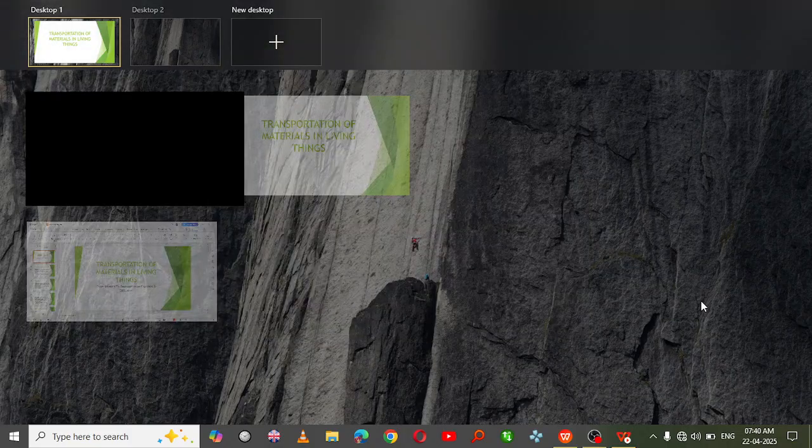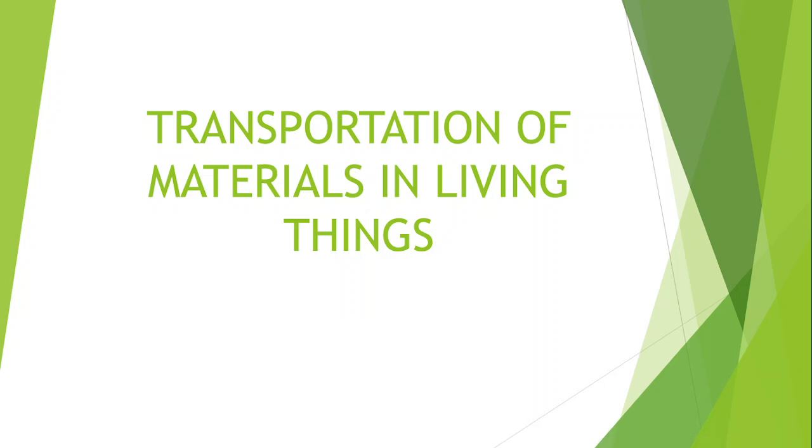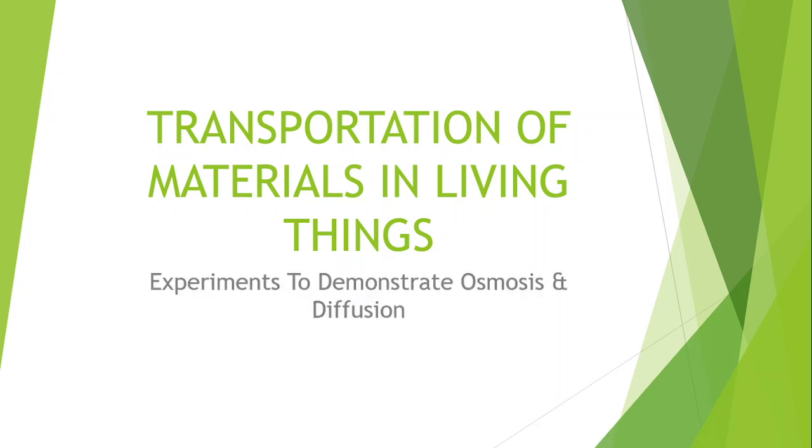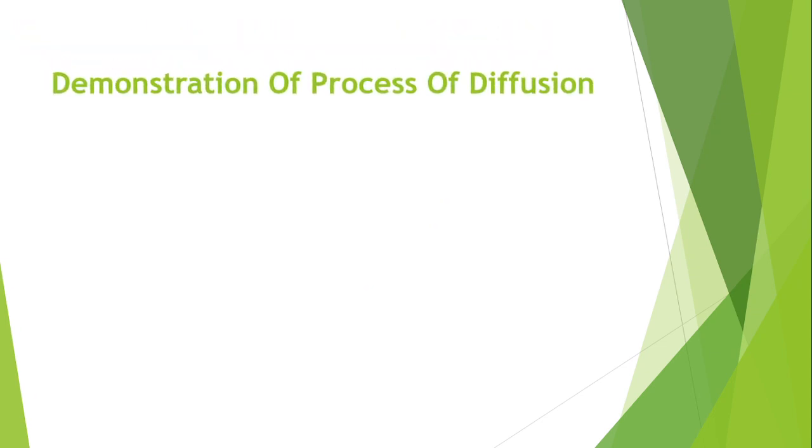Chapter is transportation of materials in living things. And today let's see the experiments to demonstrate osmosis and diffusion. So basically we're going to discuss these various experiments that are there just to show how osmosis and diffusion take place. So we'll start with our first part, the demonstration of the process of diffusion.